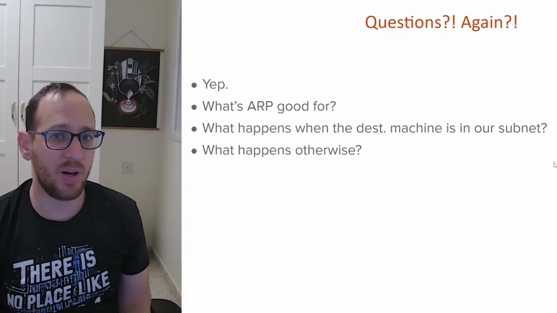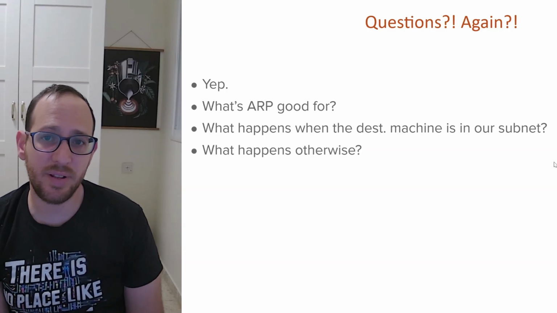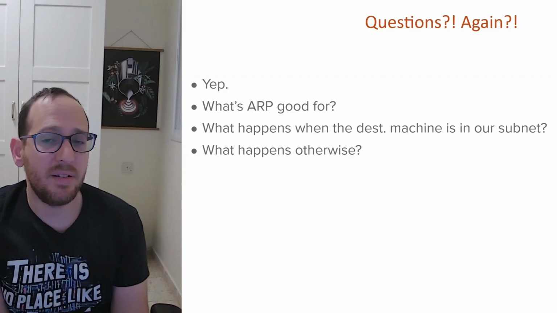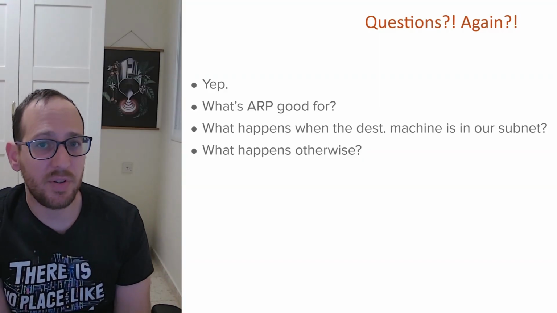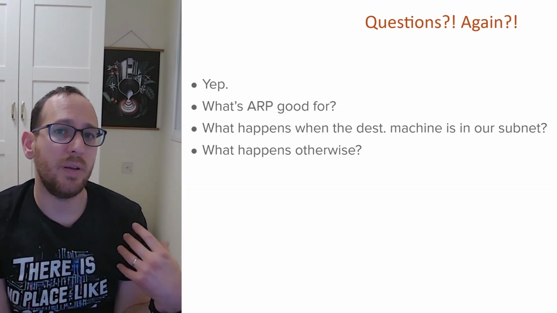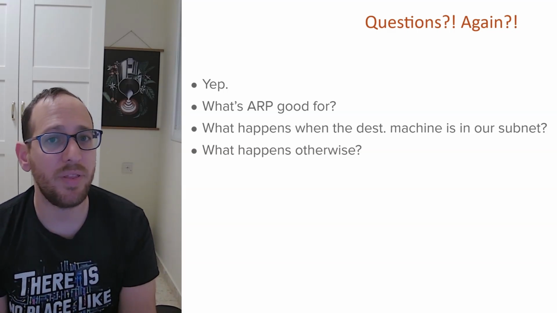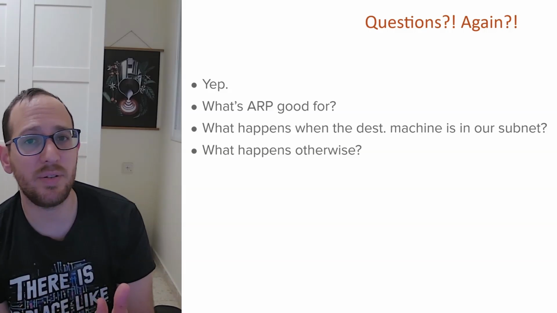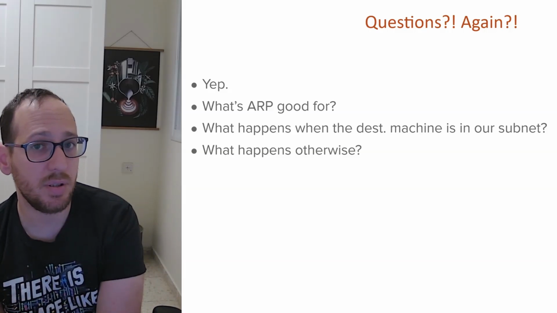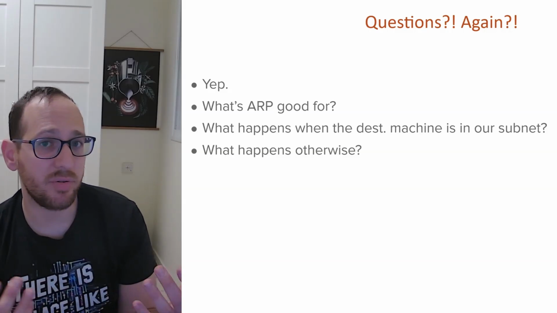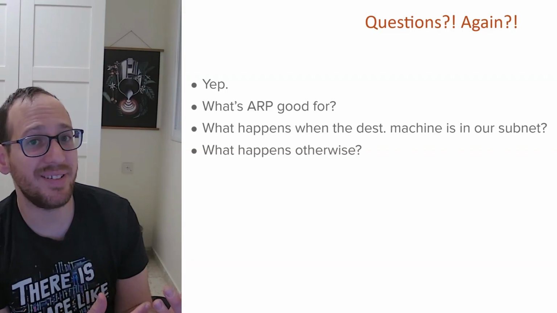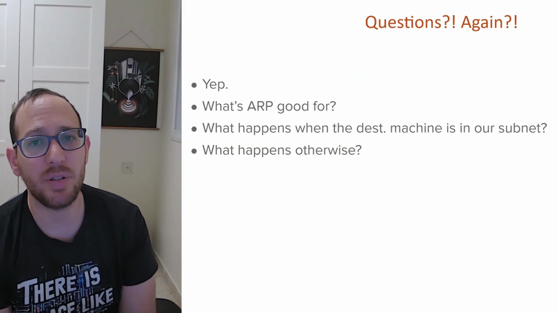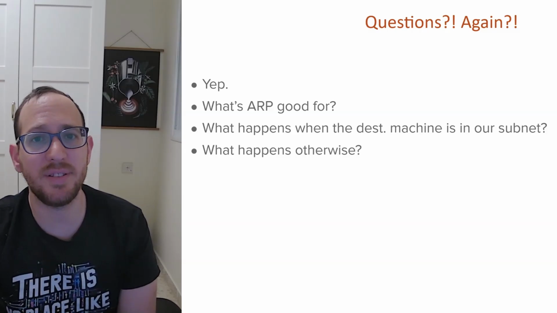What happens otherwise if the destination machine is not on our subnet? Then we use the default gateway. We find the MAC address of the default gateway using ARP. We provide the default gateway with a packet where in the third layer, the destination address is that of the final destination. But in the Ethernet layer, or in general second layer address, the destination address is going to be that of the router of the default gateway that is then going to route this packet towards the destination.